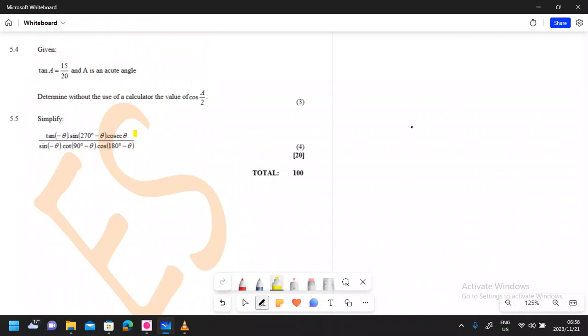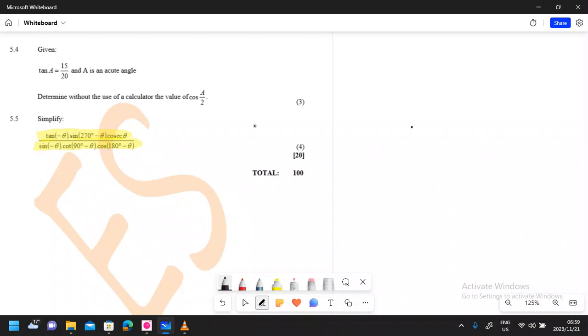Now, this is the last question of this question paper, which is 5.5. I hope you guys are ready for this one. In this one, they just want us to simplify. It's about 4 marks, nothing more. It will require you to understand the use of the 180 rule and the co-ratio rule. So let's see if we are able to solve this one.